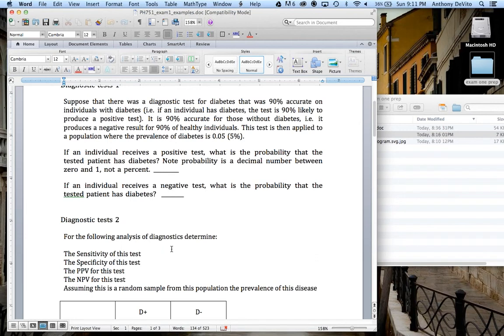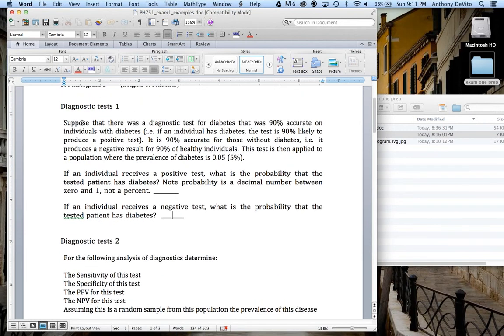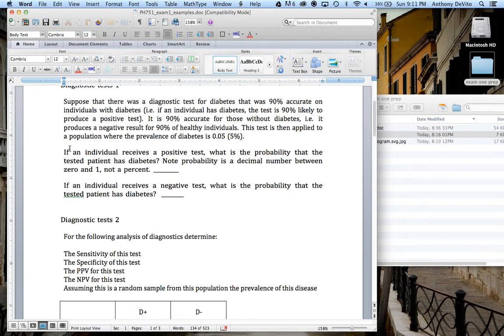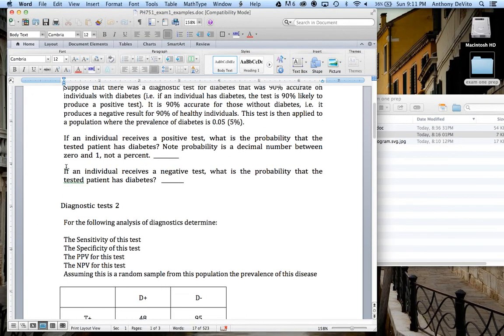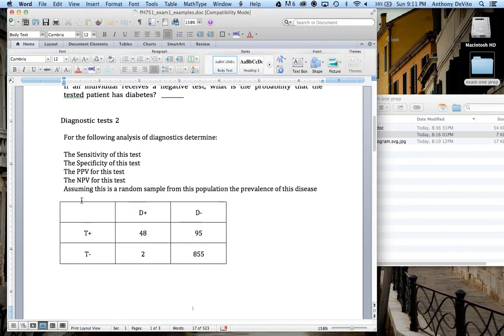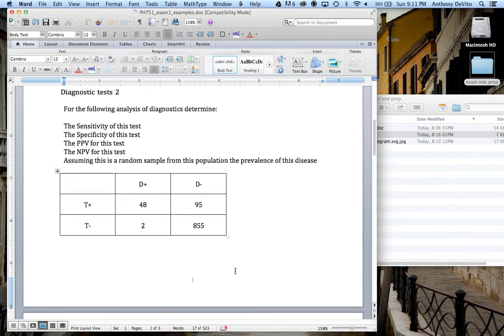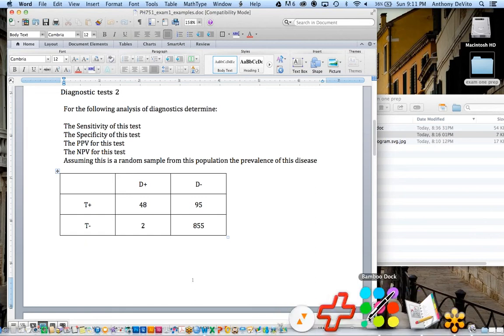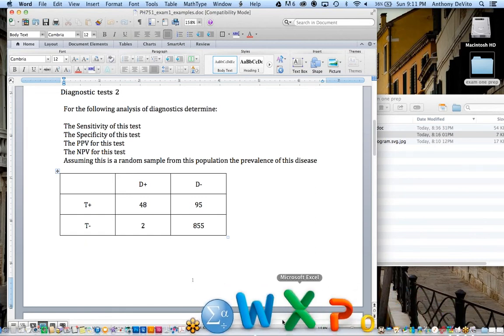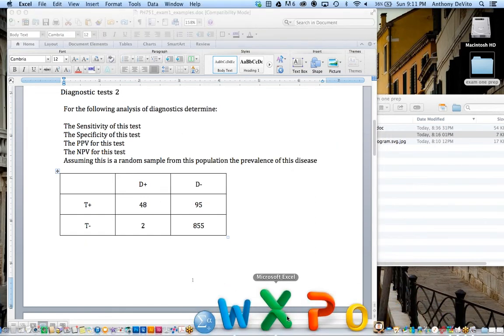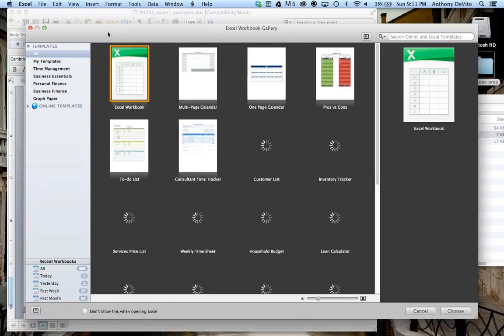Let's take a look at diagnostic tests. I threw up 2 forms of what this question might look like. Diagnostic test 1, diagnostic test 2. I'm going to start with number 2 because it's a little bit clearer. And I'm going to pull up Excel because I like using Excel to do calculations because it's really convenient.